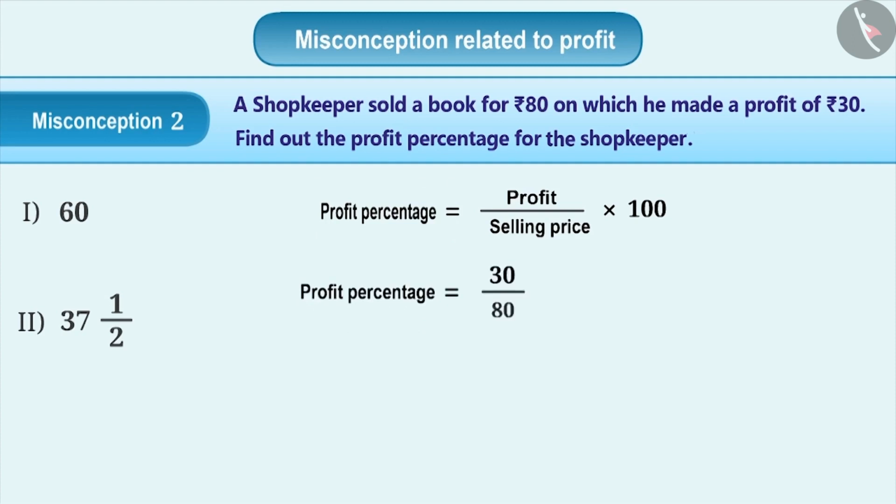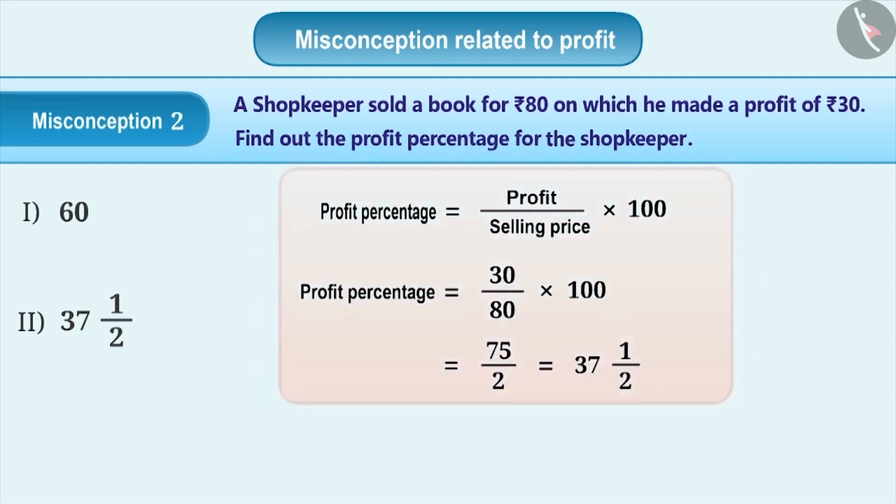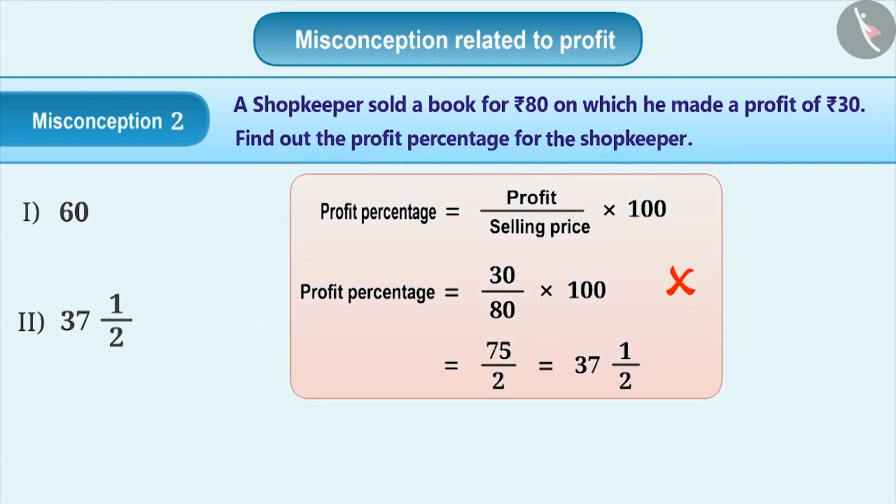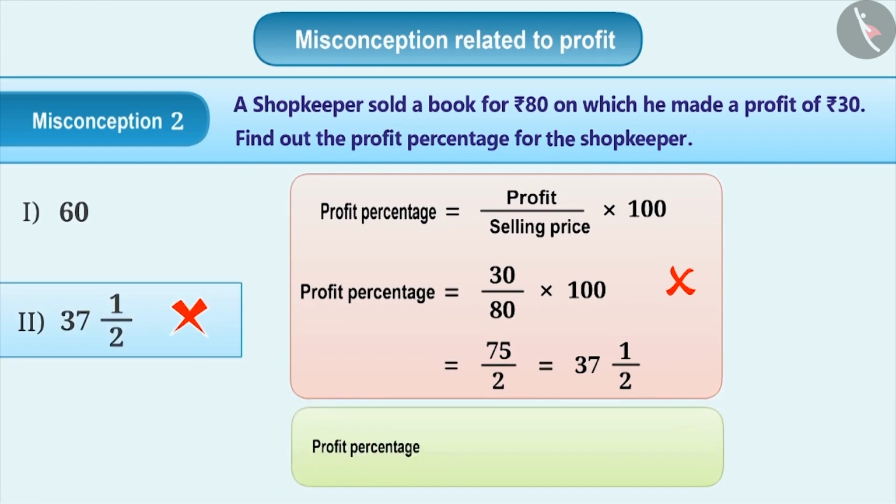Profit percent is equal to 30 by 80 into 100, which is equal to 37.5. But profit percent or loss percent is never calculated on selling price. Therefore, option 2 is incorrect. The correct understanding is that profit percent or loss percent is always calculated on cost price.